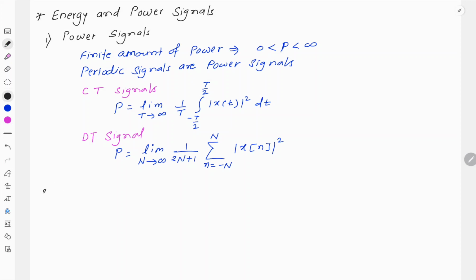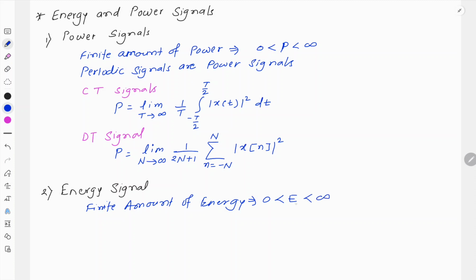Now we will see the definition for energy signals. A signal is said to be an energy signal if it has a finite amount of energy, and it is denoted as 0 < E < infinity. So E is a finite value and it is represented in this way.